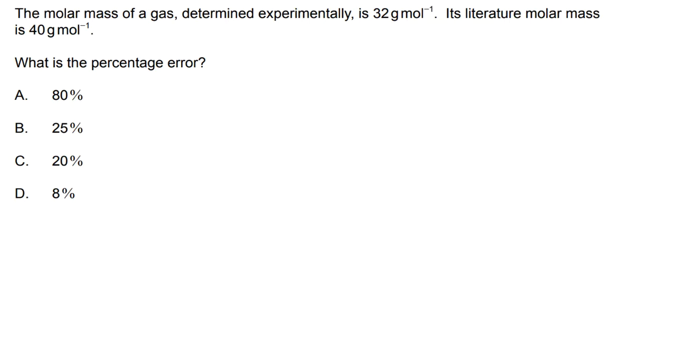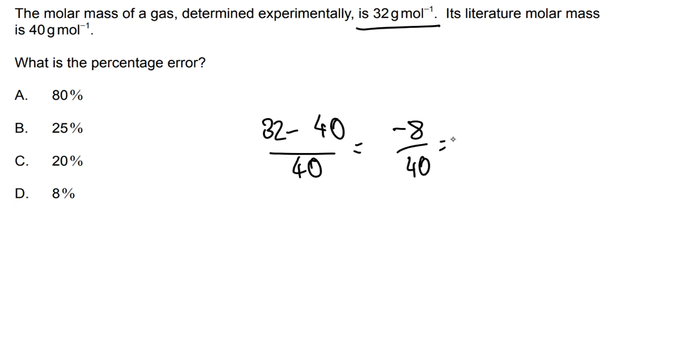The molar mass of a gas determined experimentally is 32 grams. Its literature molar mass is 40 grams. What is the percentage error? Percentage error is going to be the actual minus literature over the literature. So it's going to be minus 8 divided by 40, which is going to be that. And then we're going to multiply that by 100 because it's a percentage. That's going to be 20% or negative 20%. In this case, we can just pick C because the absolute value is what matters.